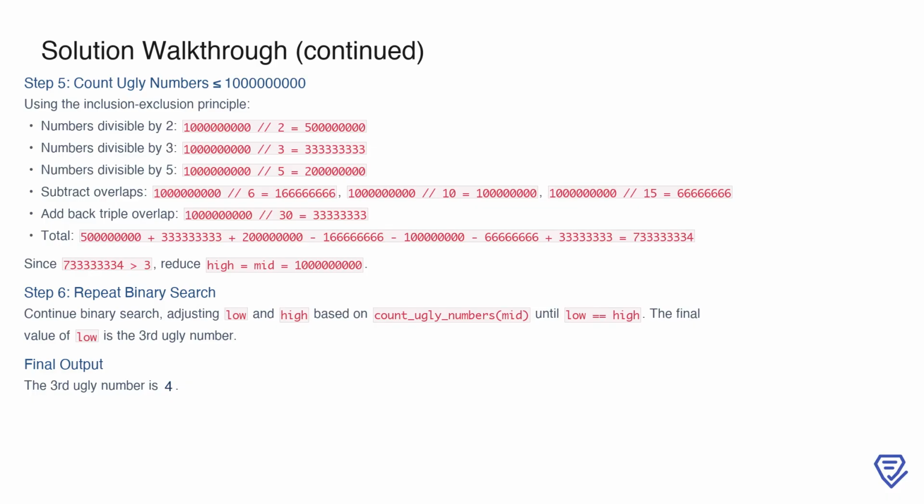This is far greater than the desired count of 3, so we know the third ugly number must lie in the lower half of our range. Therefore, we update high to mid, narrowing the search space. The binary search process continues in this manner, repeatedly adjusting low and high until the range collapses to a single value. The final result of this process reveals that the third ugly number is 4.